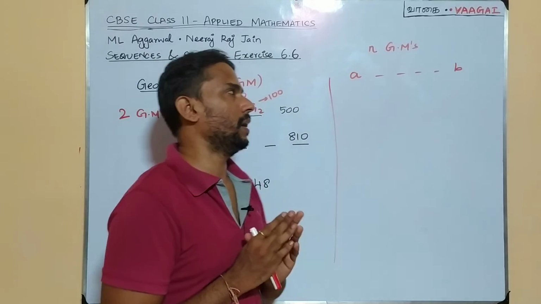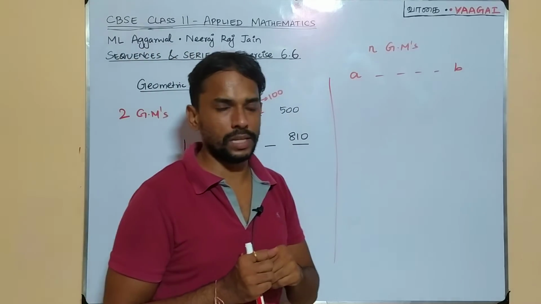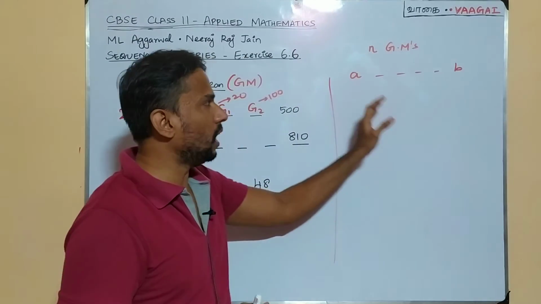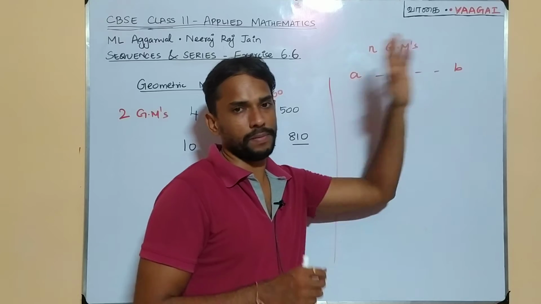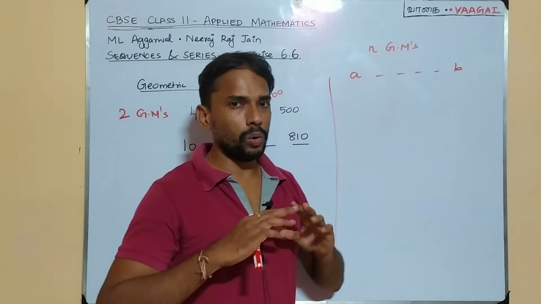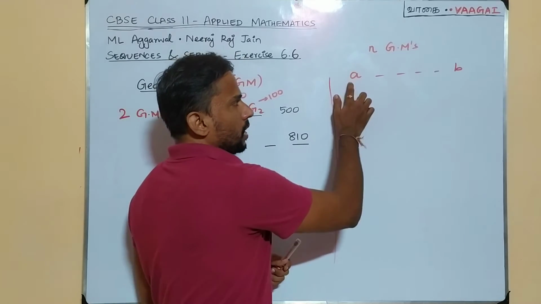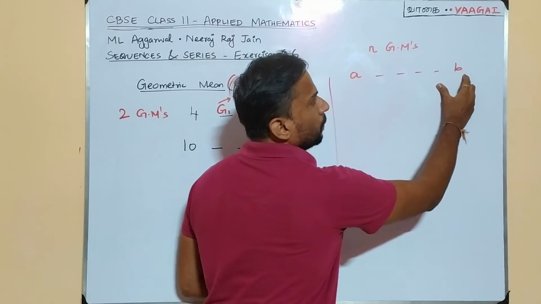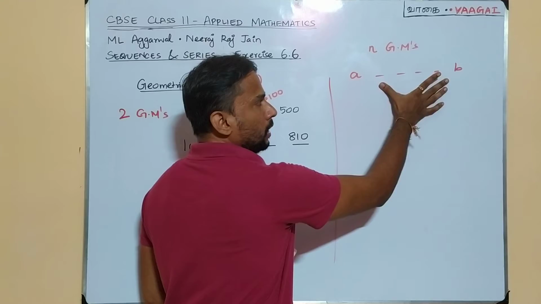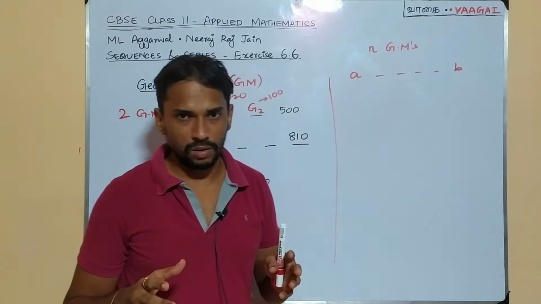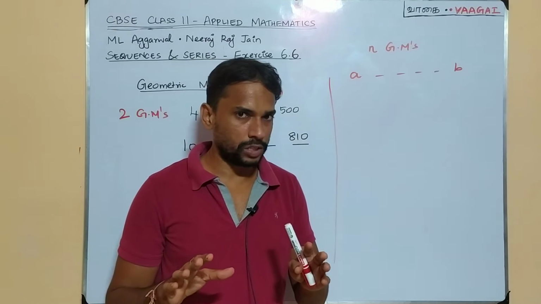Next, point number 2, just think of totally how many terms are here, starting from A till B. That we have to think. Totally how many terms are there? There are A, n terms, and then B. That means there are n plus 2 terms totally. I hope you are able to accept this. I hope it is clear to you, right?